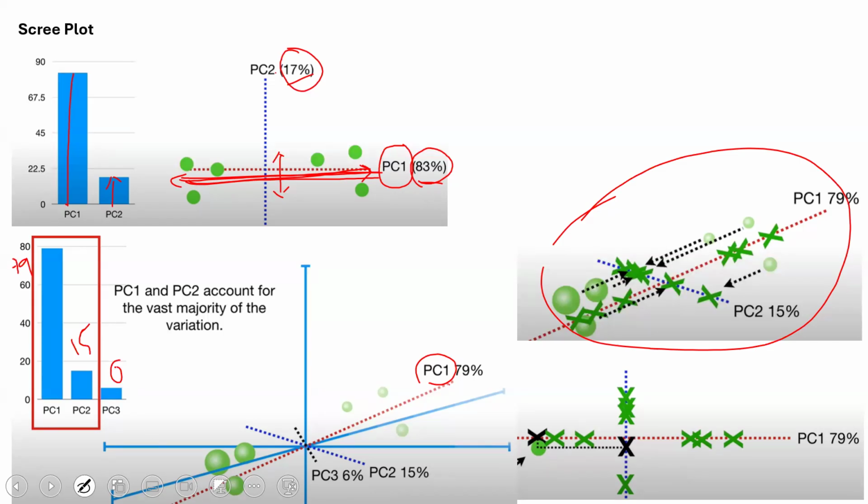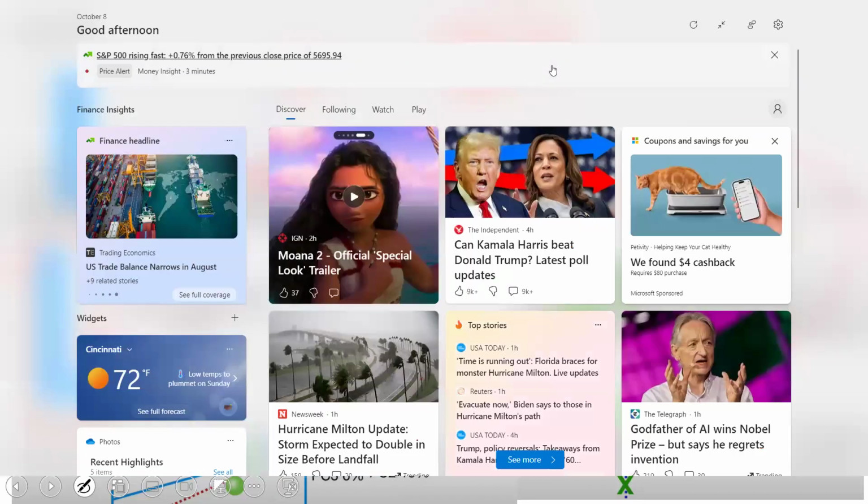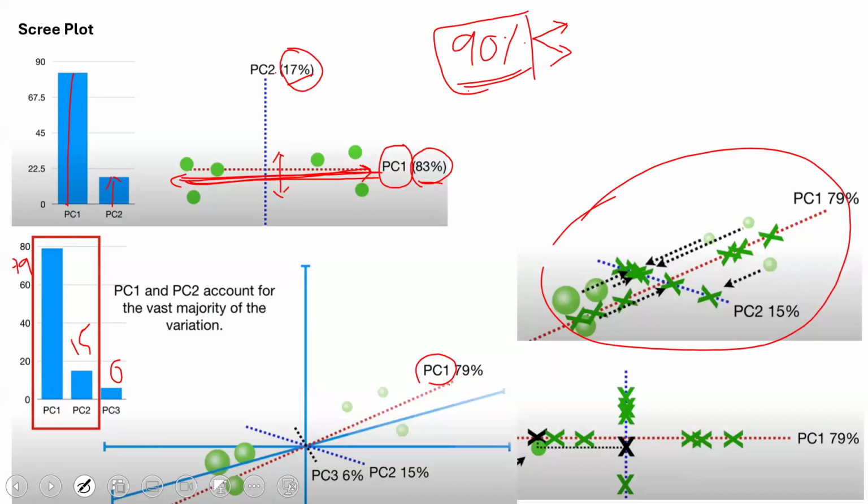Now suppose it is given that you should make sure you capture 90% of the variance in your data. So you do a dimensionality reduction but capture 90% of the variance. Then what you do is calculate the percentage of variance. In PC1 you have 79%, in PC2 you have 15%, which totals 94%. So you don't need the third dimension, because your goal is just 90% of the variance in the data.